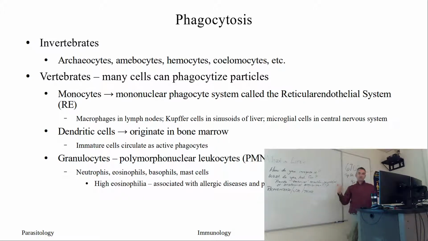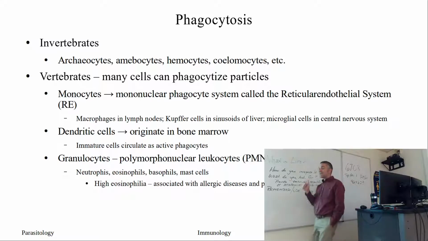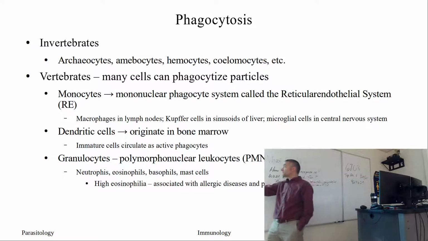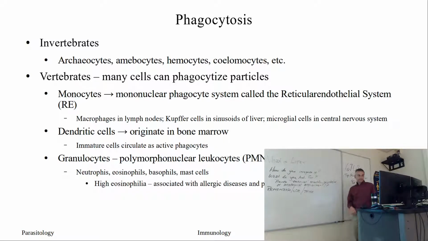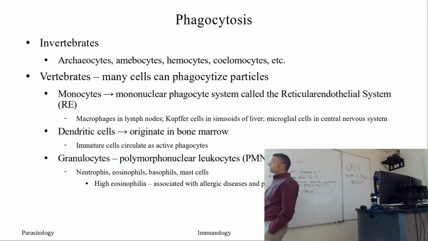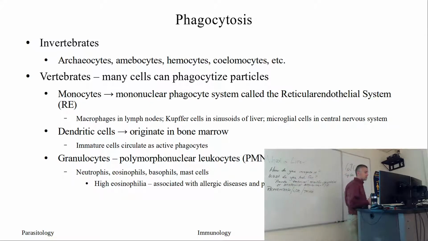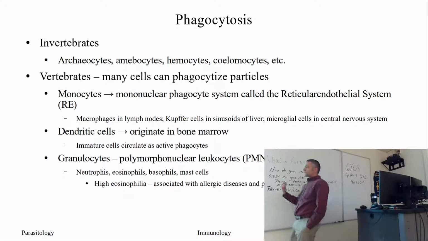The main one are the macrophages, and we're going to see parasites that take advantage of this and will infect these cells. Maybe not macrophages, but perhaps these Kupffer cells in the liver, the microglial cells in the central nervous system. Dendritic cells are also important phagocytosing cells. The immature dendritic cells, definitely, they circulate, they're active. And then you also have these granulocytes or polymorphonuclear leukocytes, the PMNs, that consist of our neutrophils, eosinophils, basophils, mast cells, and so forth.